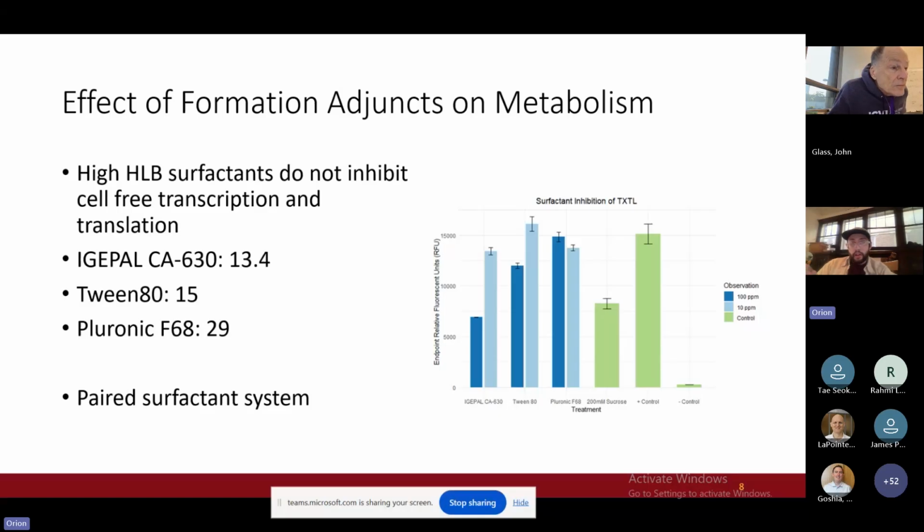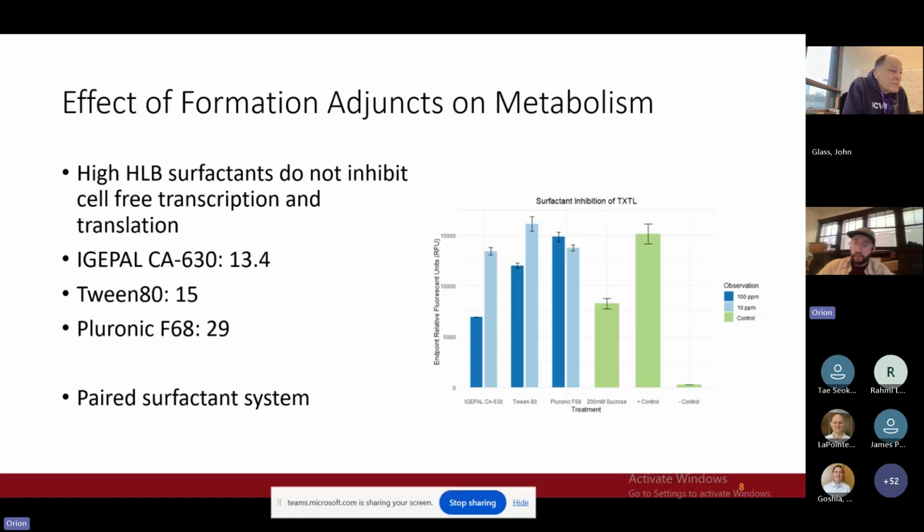So the HLB of the surfactant that we end up using in the lumen, compared to the surfactant that is in the oil, is quite high. It can dissolve into the aqueous volume of the lumen. And the surfactant that we use in the oil is quite low. This is referred to as a paired surfactant system.